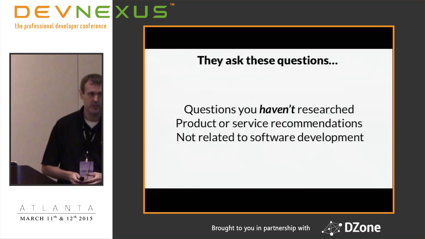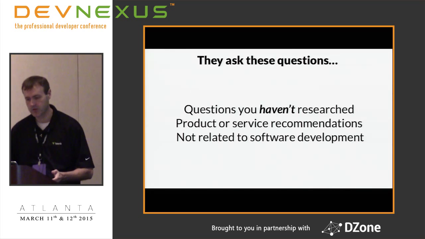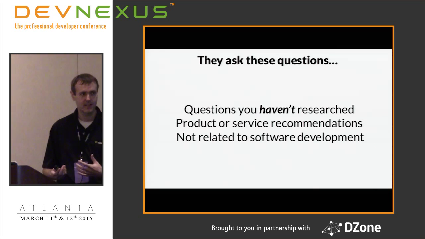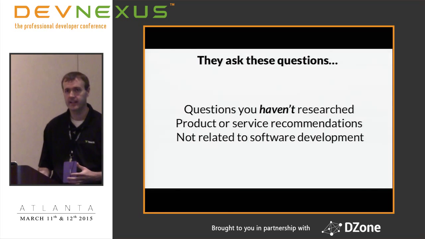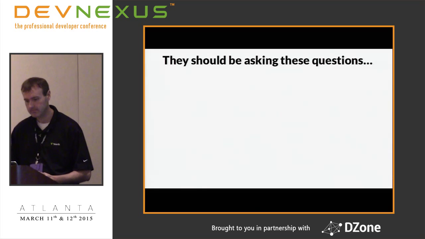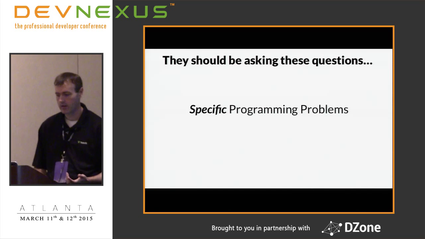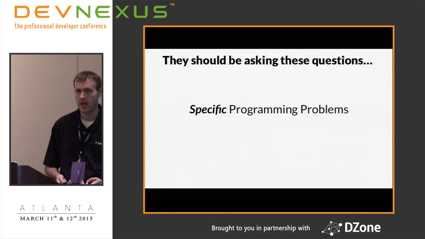And then other questions were just questions that weren't at all related to software development. So you may have a question, you post it, and people are going to just downvote it like crazy, and the next thing you know, the mod will get rid of it and toss it. They should be asking more of these types of questions: absolutely specific programming problems that they have.